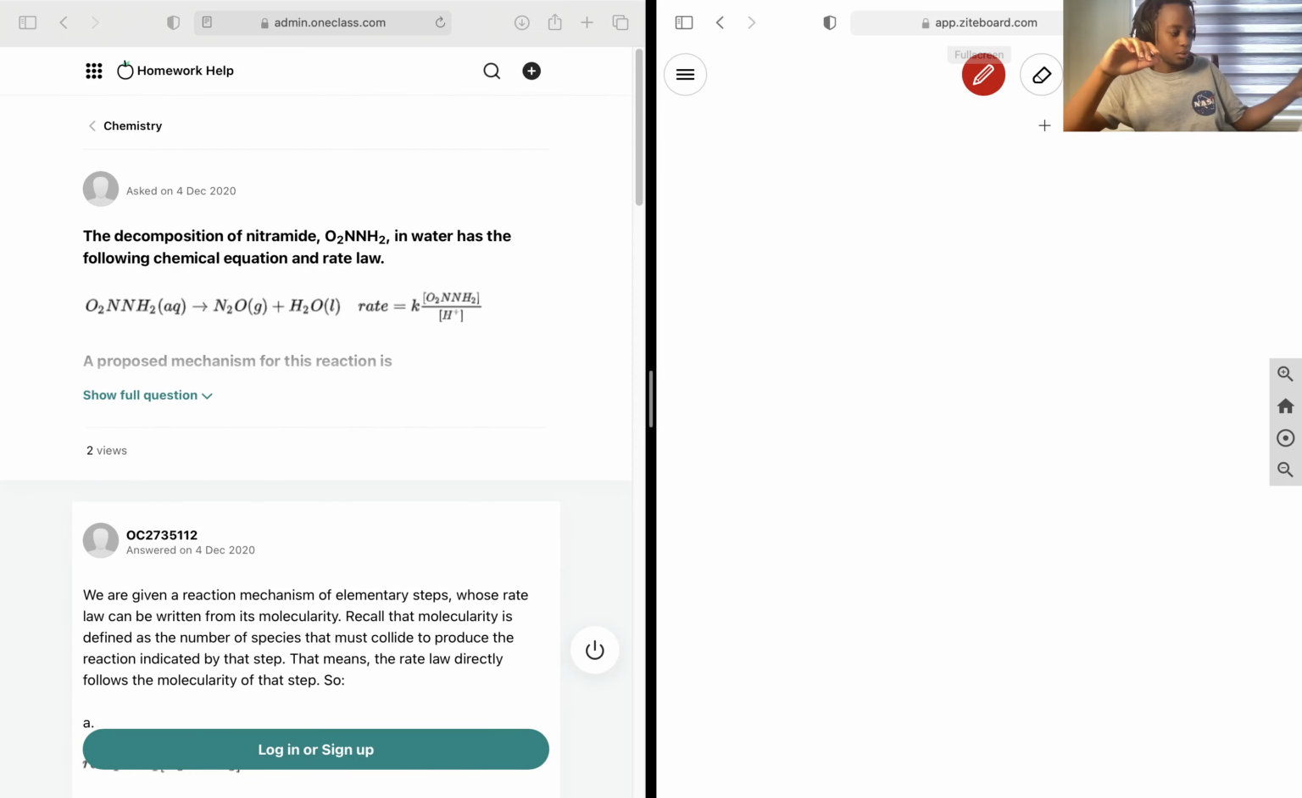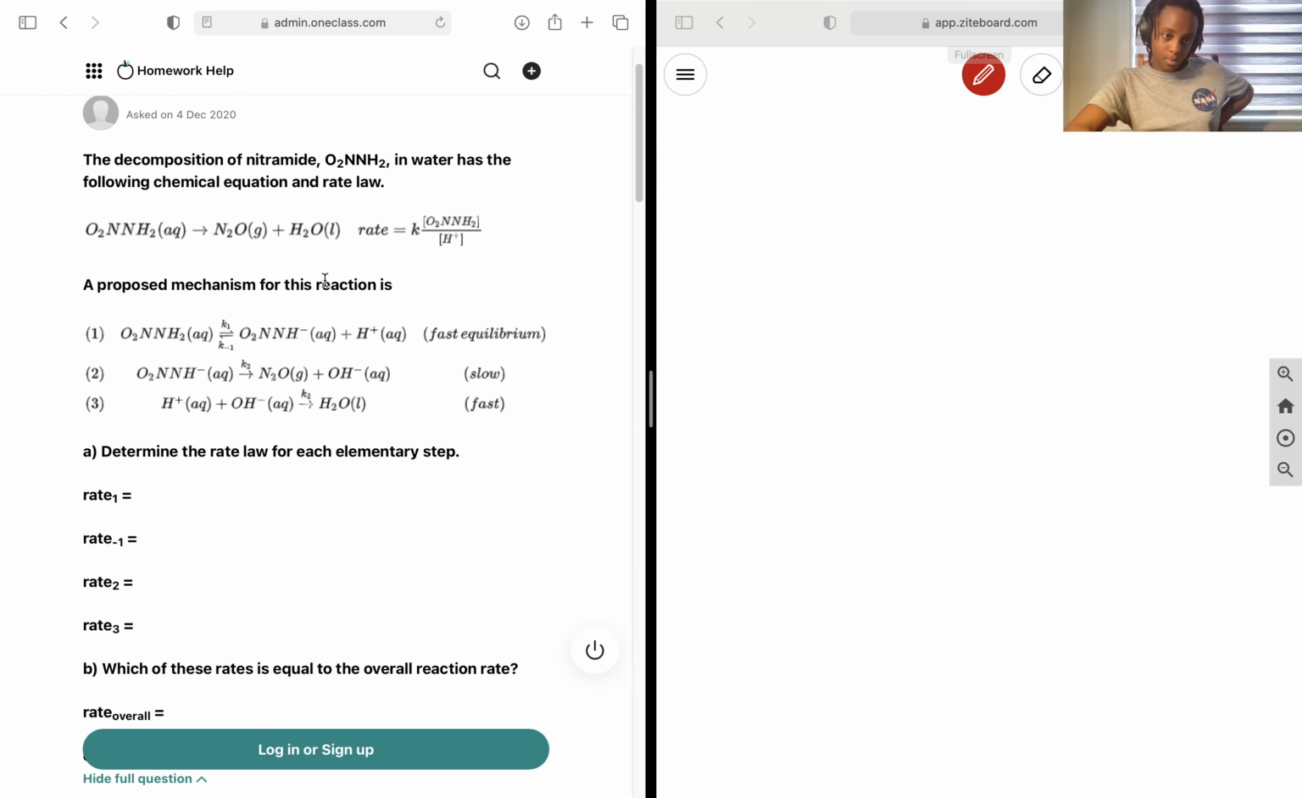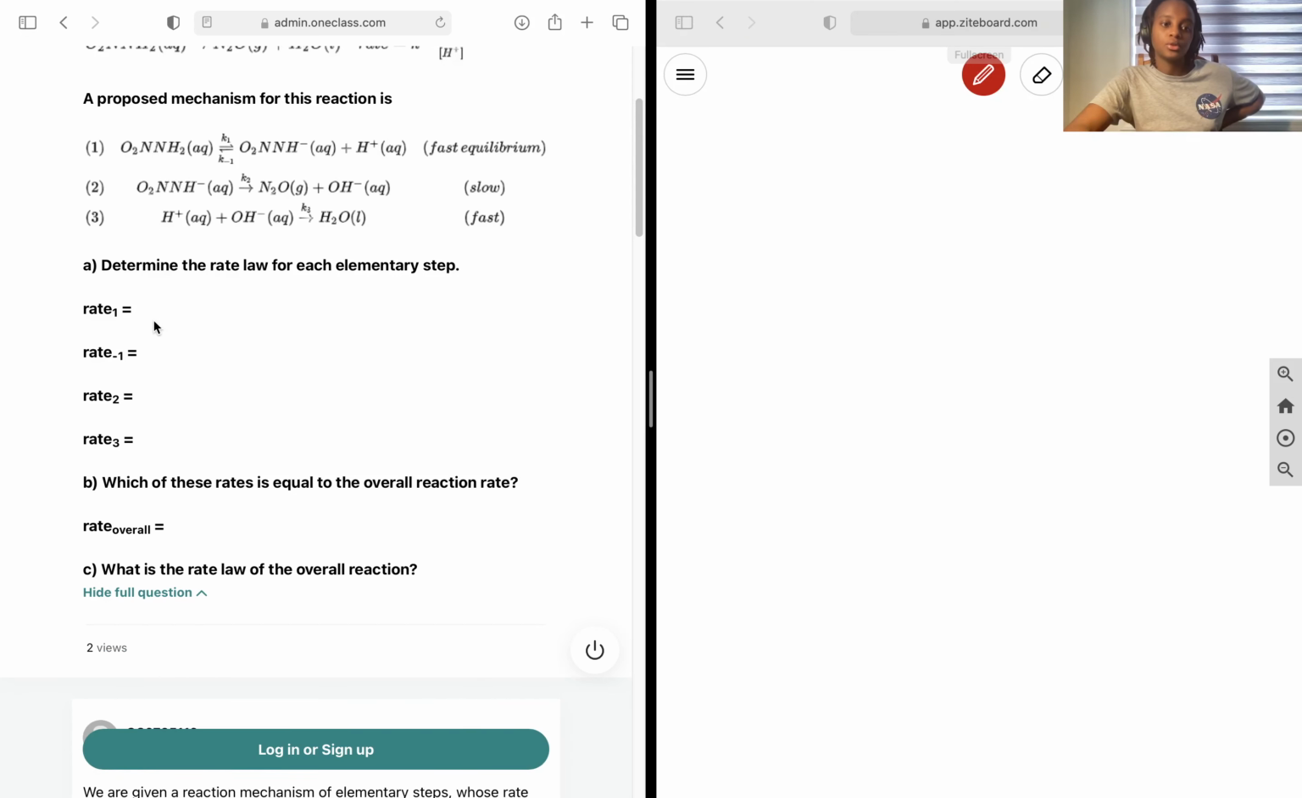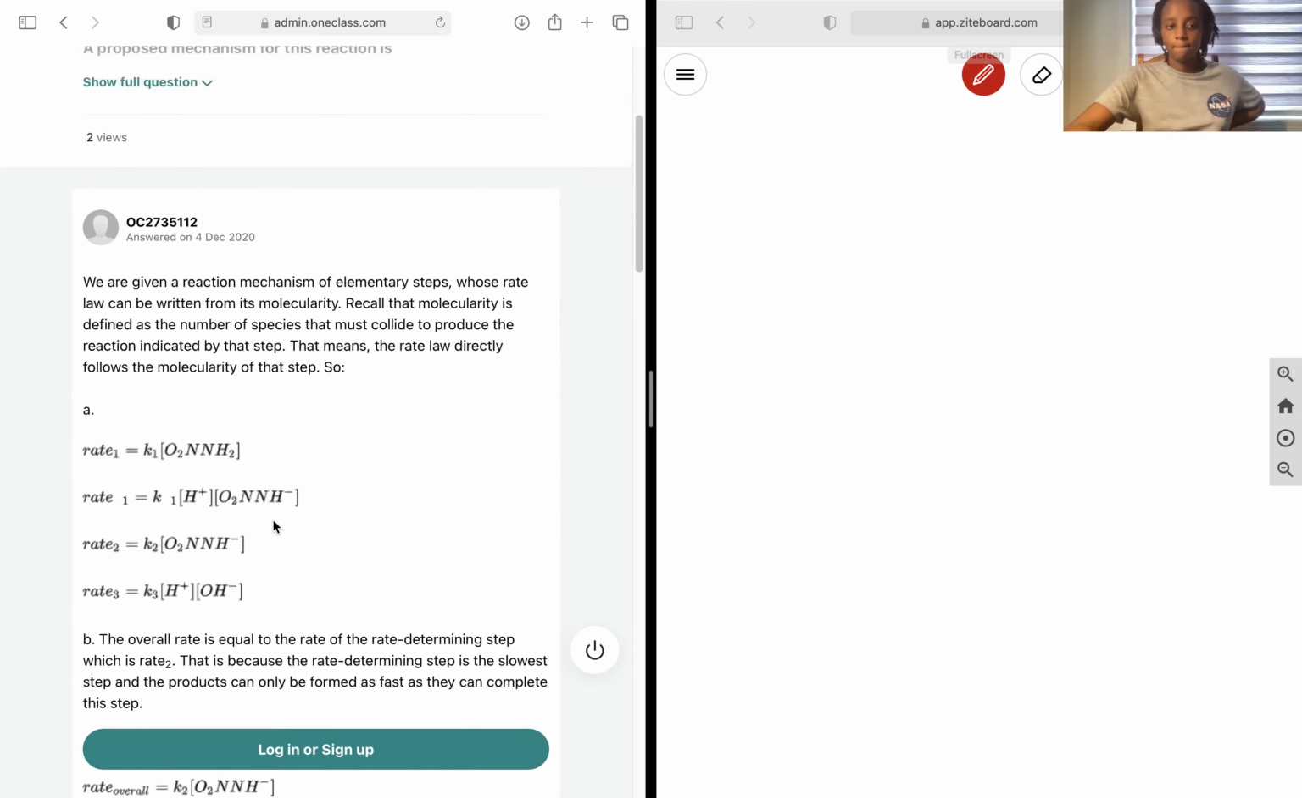So next up, we're going to be looking at the decomposition of nitramide in water that has this chemical equation and this proposed mechanism. And we're going to want to determine the rate law for each step. So rate 1, rate -1, because it's a reversible reaction, because it's in equilibrium. Rate 2, and rate 3. And of course, rate overall.